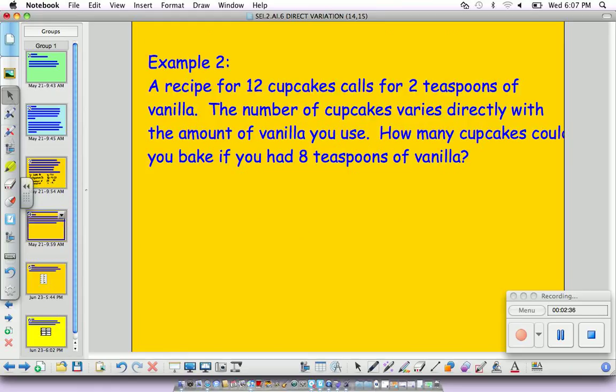Example 2. A recipe for 12 cupcakes calls for 2 teaspoons of vanilla. The number of cupcakes varies directly with the amount of vanilla that you use. How many cupcakes could you make if you had 8 teaspoons of vanilla? So we know that 12 cupcakes can be made if we have 2 teaspoons of vanilla. What I would like to know is how many cupcakes can I make with 8 teaspoons of vanilla?